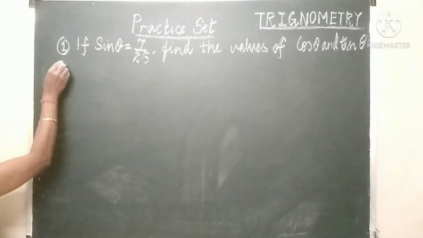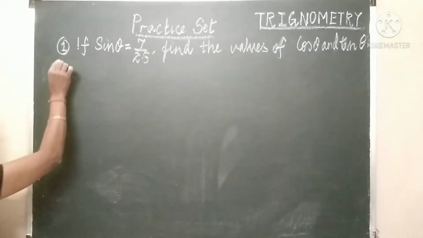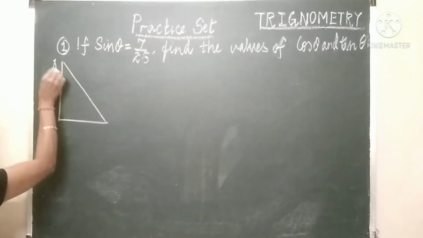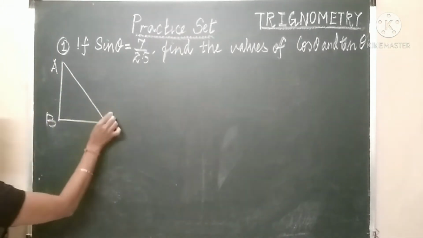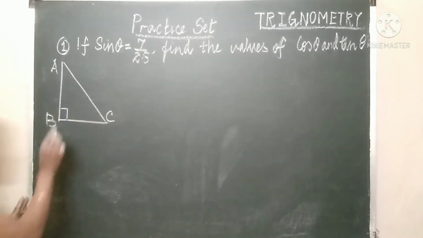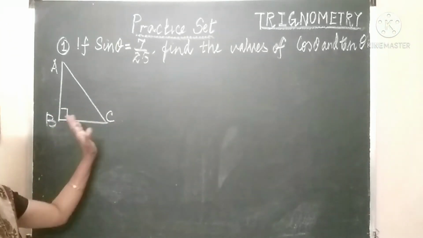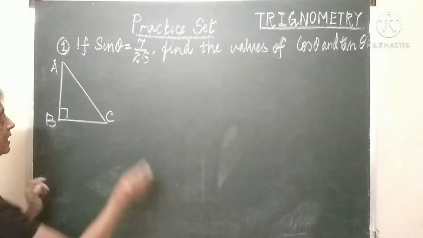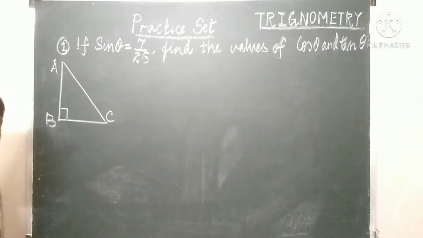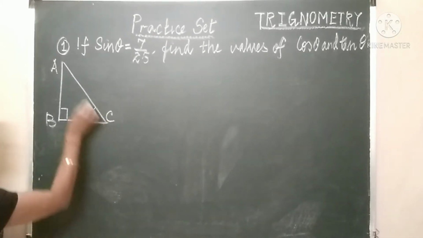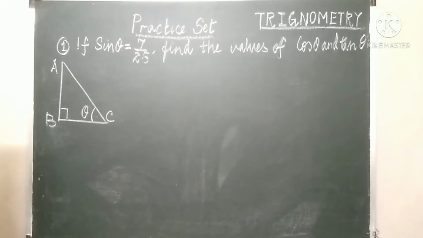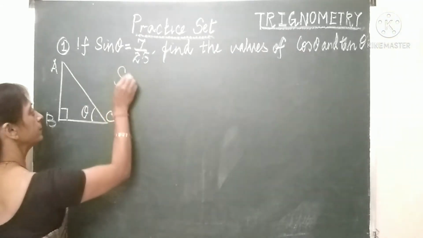So first, to begin with, the right angle triangle A, B, C. Let's not forget to mark the angle which is measuring 90 degrees. Now over here, sin theta is given as 7 upon 25. Let's mark any one acute angle as theta. So over here, sin theta. What is sin theta, children?